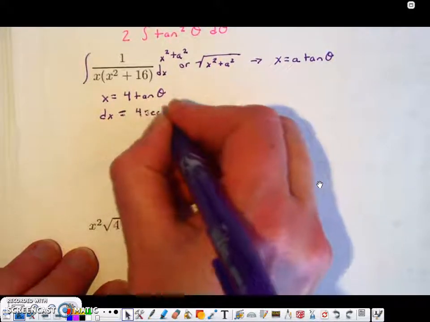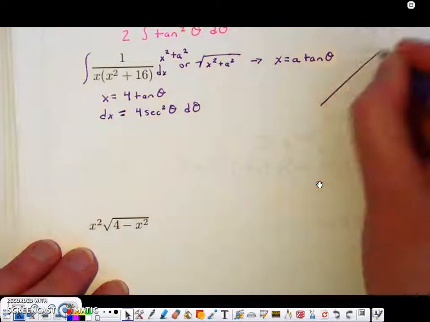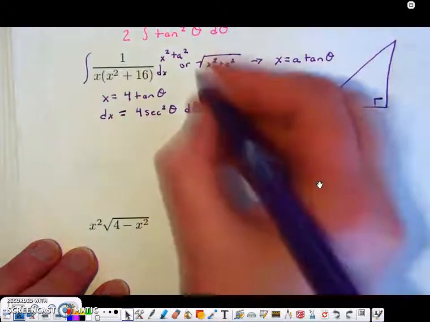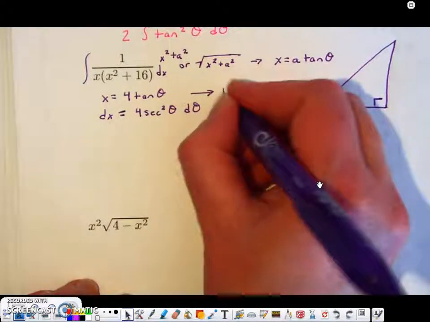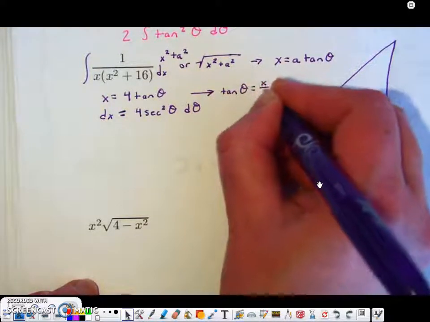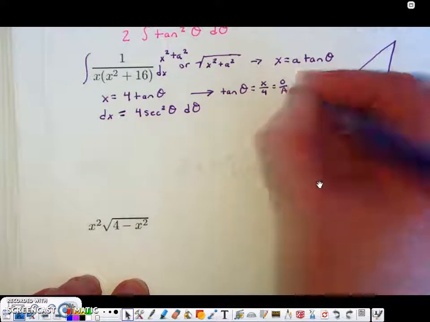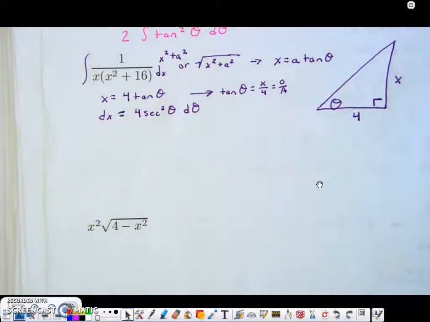Yes, secant squared. And the other thing that you're going to need to do is go ahead and draw a triangle because you know you're going to need it if you're doing a trig substitution. So if you take your x and solve it for tan theta, it is x over 4. So you're drawing an angle that represents this. Tangent is a ratio of which two sides? Perfect. Opposite over adjacent. So we're going to put x as opposite and 4 as adjacent. And so we are drawing the angle whose tangent is x over 4.